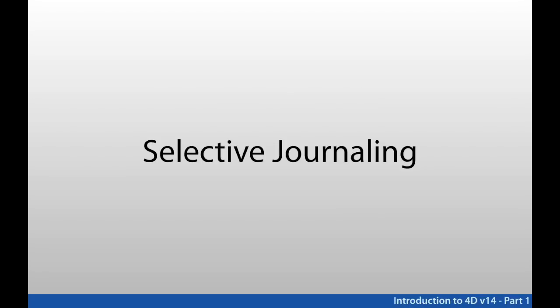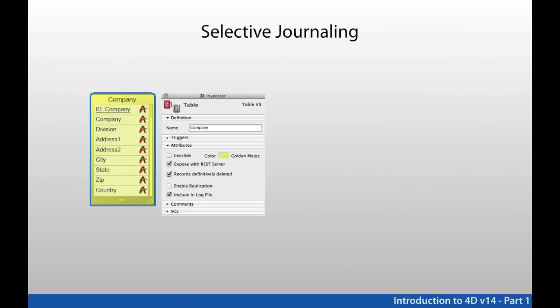It's a feature that I call selective journaling. I don't know if you'll find that actually in the documentation, but it makes sense to me, so that's what I've been calling it. But I'll show you what it is. So you've got tables in your database, in this case the company table. The company table is certainly important to me. I want to make sure that's being journaled when I'm making changes to that table. There's a new preference in the table inspector, include in log file. You can turn that preference on, and those changes will be journaled.